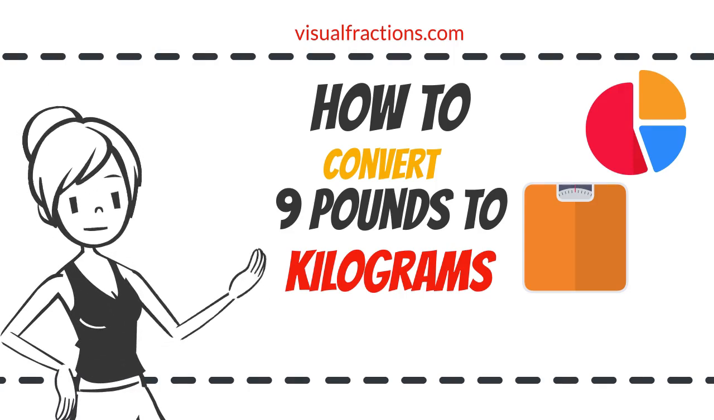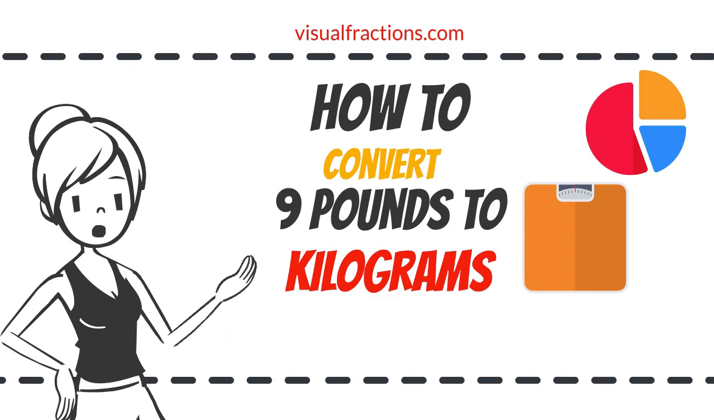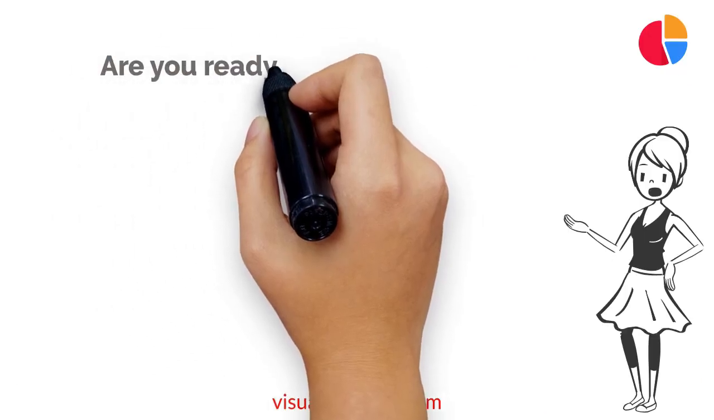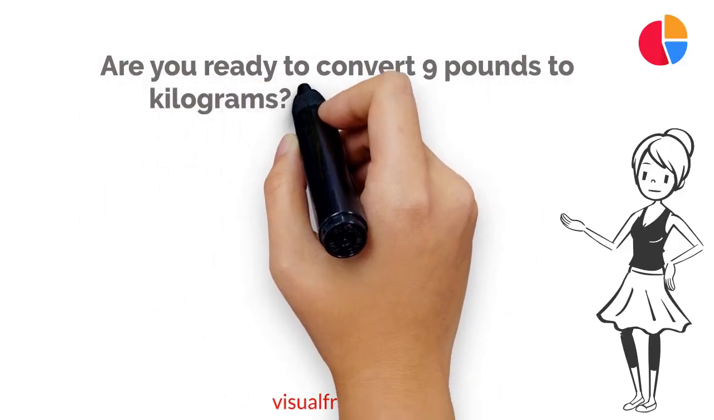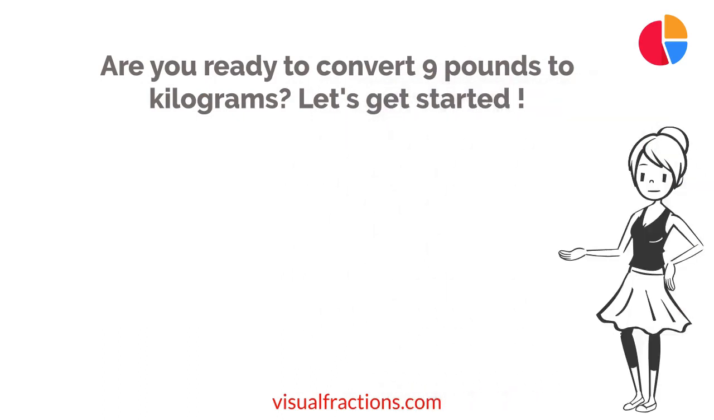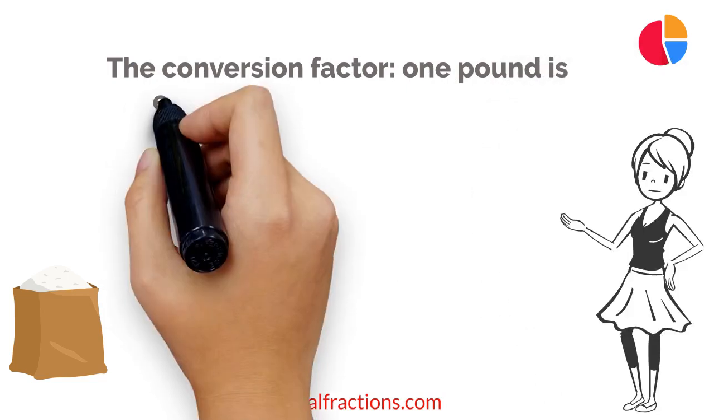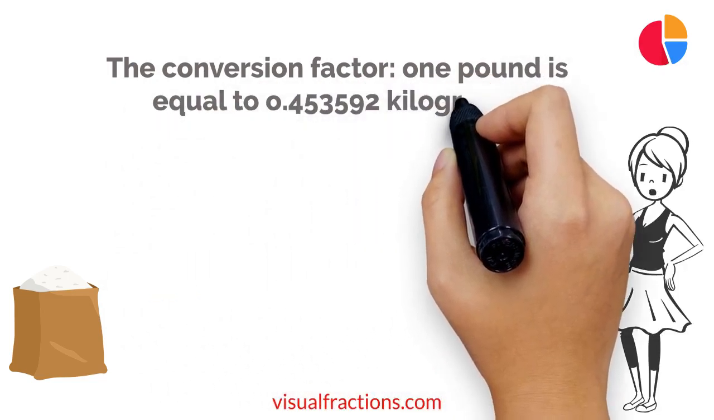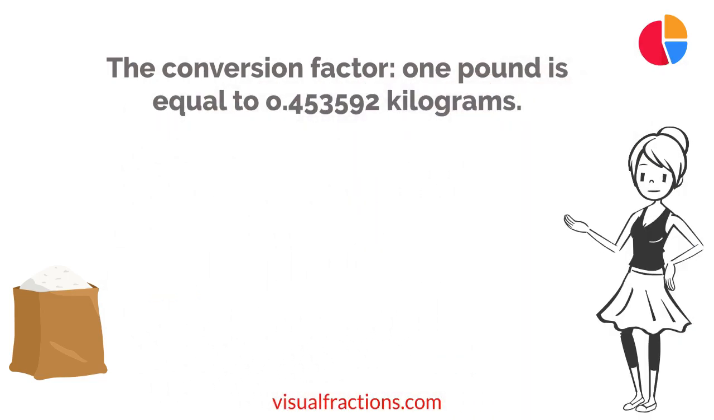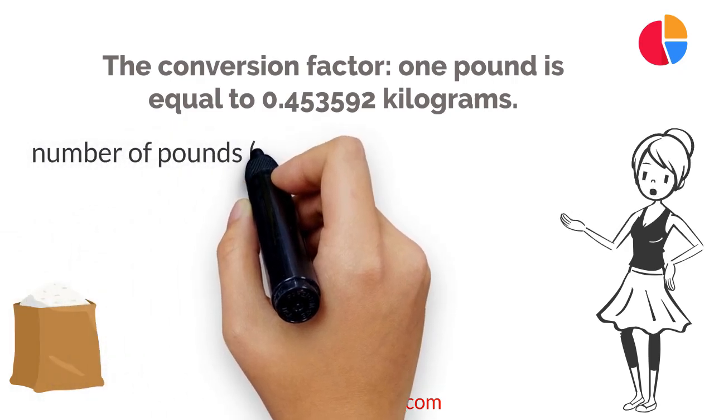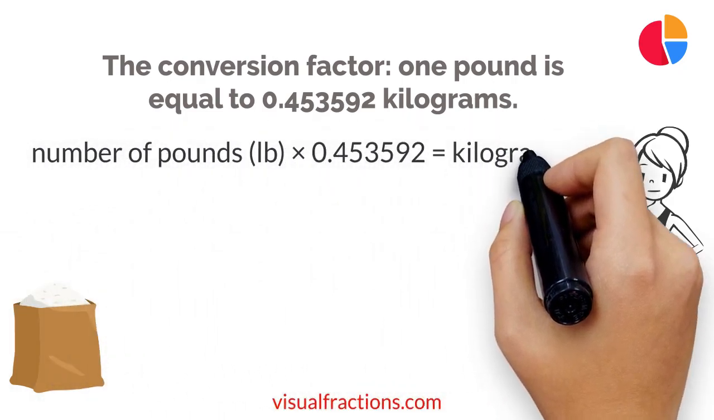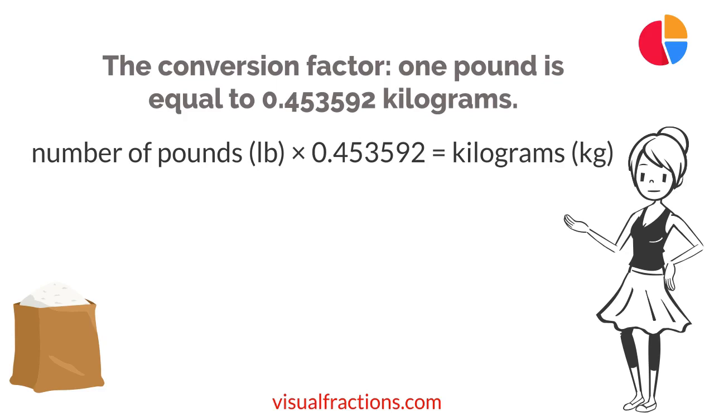Today, we're here to assist you in converting 9 pounds to kilograms. Are you ready to convert 9 pounds to kilograms? Let's get started. First, let's recall the conversion factor. 1 pound is approximately equal to 0.453592 kilograms. To convert pounds to kilograms, simply multiply the number of pounds by this conversion factor.